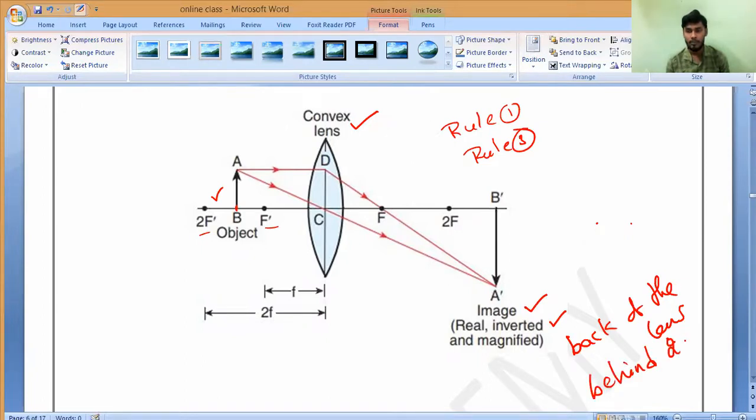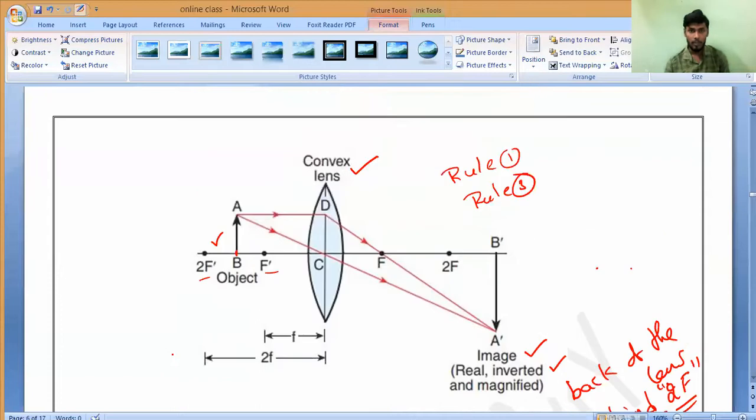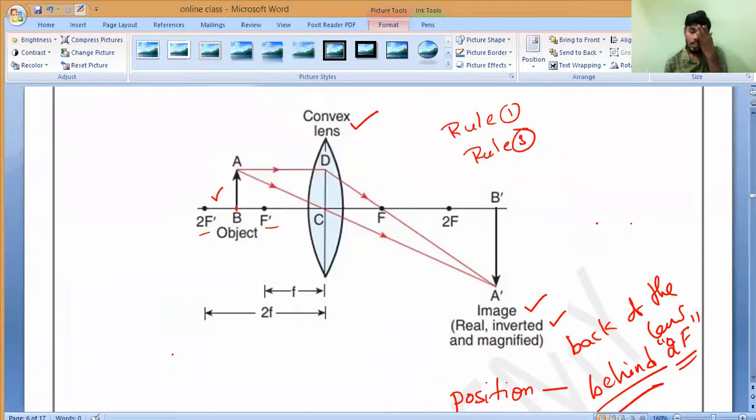Behind 2f. That is what you should remember. Note it down. You should write Position, hyphen, Behind 2f. Draw the image, all of you, fast. Perfectly you should draw. No shaking, nothing. Straight lines, always straight lines.